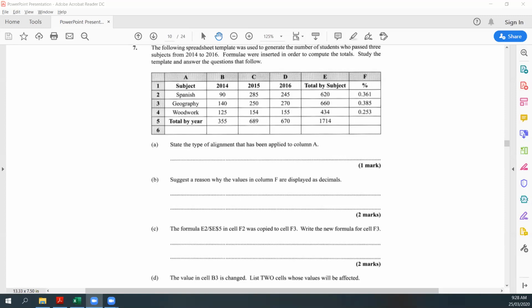All right, everybody had enough time to attempt the question? All right, let's begin with the first part. State the type of alignment that has been applied to column E. So what type of alignment is in column E?